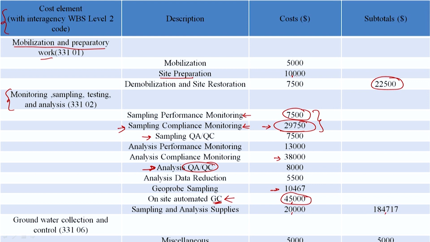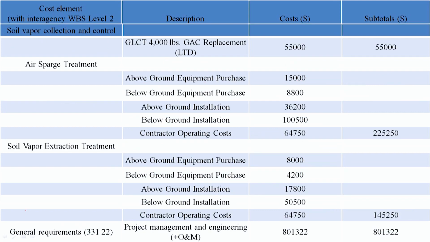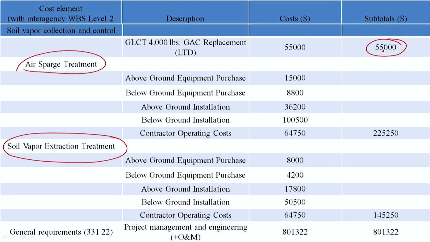So almost 10% of the project cost is due to monitoring, sampling, testing, and relevant analysis. So groundwater collection and control and so on and so forth. We have the relevant data out here, and that is, I guess, for groundwater maybe not as much. So that is something out here, $55,000. Obviously air sparging and soil vapor extraction will take up considerable amounts, and let us see what we have.